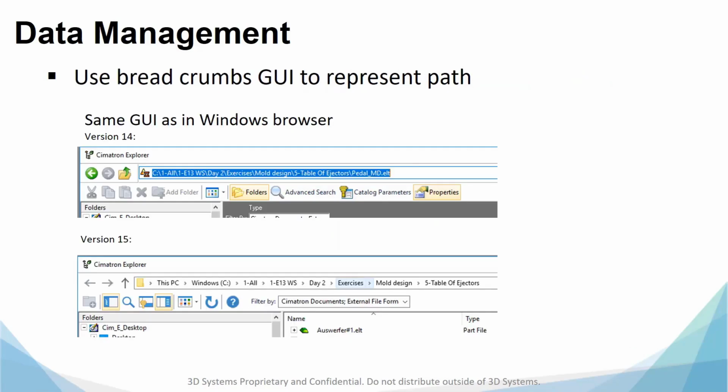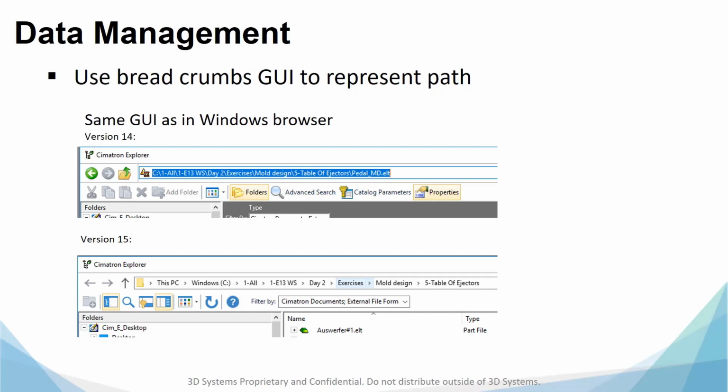We have a new browser. In this browser we use a breadcrumb GUI to represent the path. So for example, this is Cimatron 14, the path is a full path, and in version 15 we use breadcrumb to represent the path. Breadcrumb is the separation of the path shown in the address bar to a series of folders that can be clicked to go up the path folder or to open to see what is inside each folder.